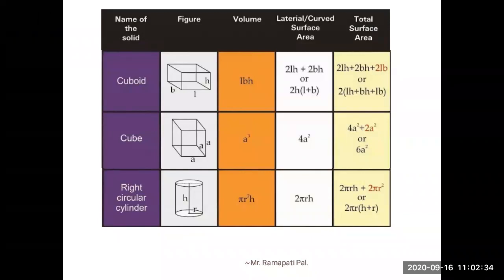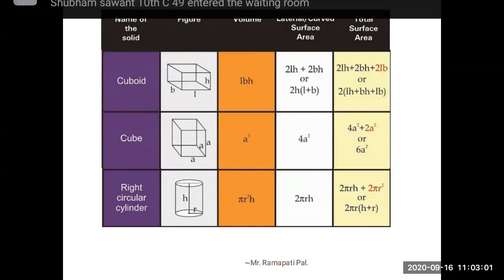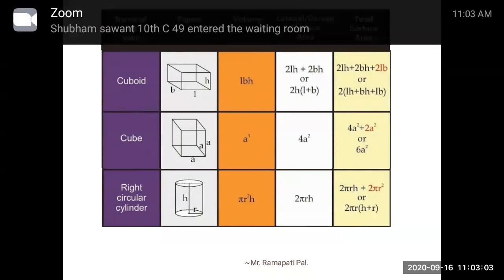We know the volume of a right circular cylinder, or volume of cylinder. So what is the volume of a cylinder? Pi r square h. That is for the right circular cylinder. And the curved surface area is 2 pi r h.